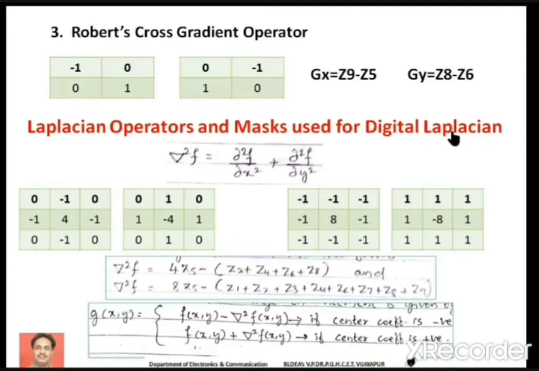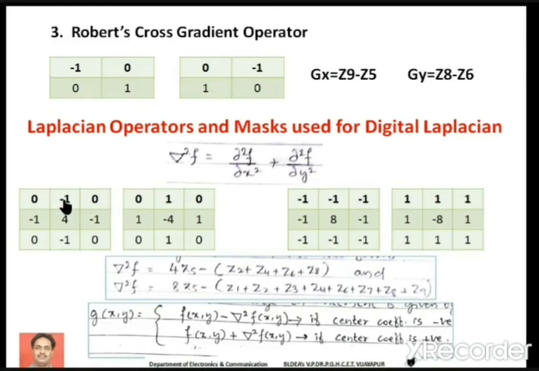The digital Laplacian can be approximated by using these two sets of masks. This is the first set, and this is the second set. In the first set, del square f can be computed as 4z5 minus... Please try to understand how we are writing the equation. In this mask, 4 is at the center. That's why I'll write 4z5.